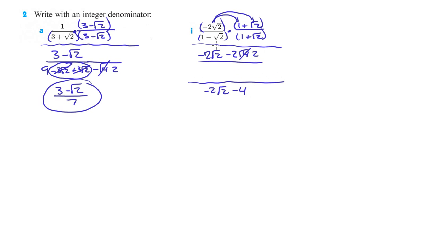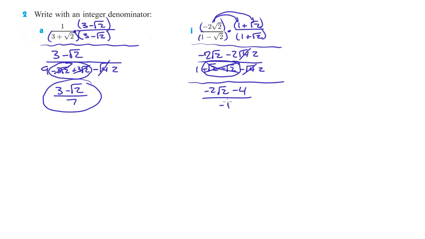So we got to FOIL the bottom. 1 times 1 is 1. 1 times positive root 2 is positive root 2. Negative root 2 times 1 is negative root 2. And negative root 2 times positive root 2 is negative root 4, which again we know square root of 4 is 2. So these two end up canceling each other out. So we have 1 minus 2. So this whole thing is over negative 1.